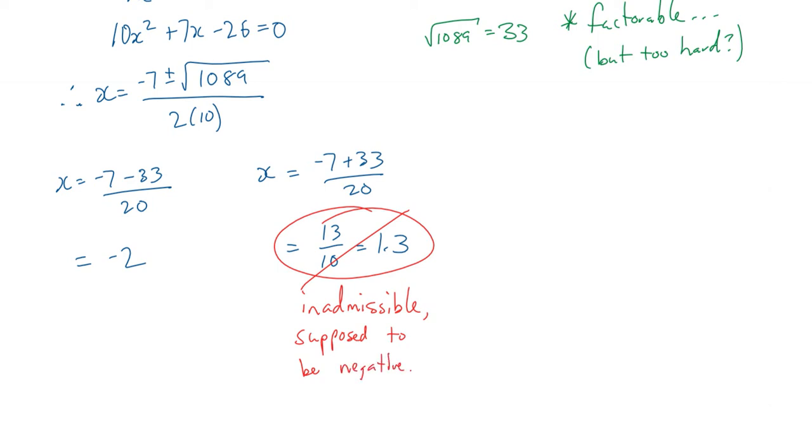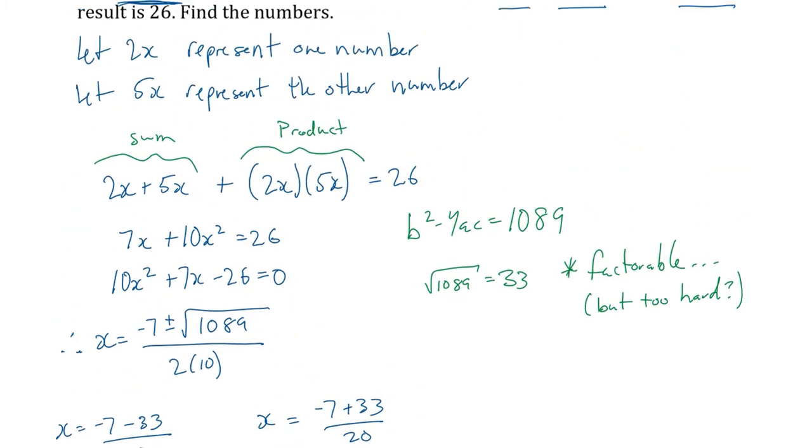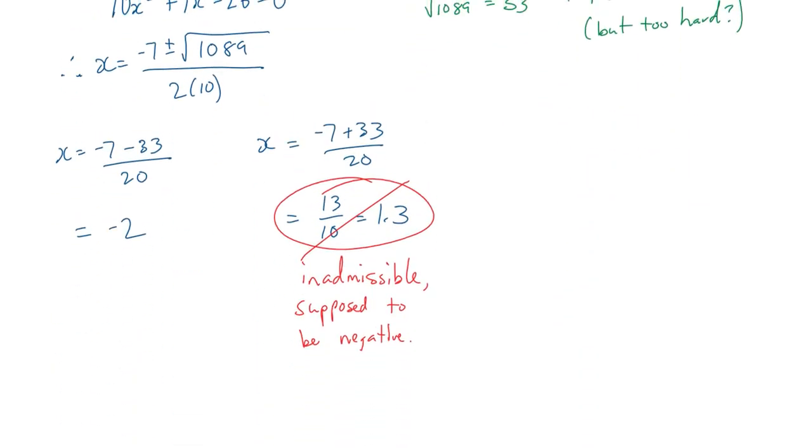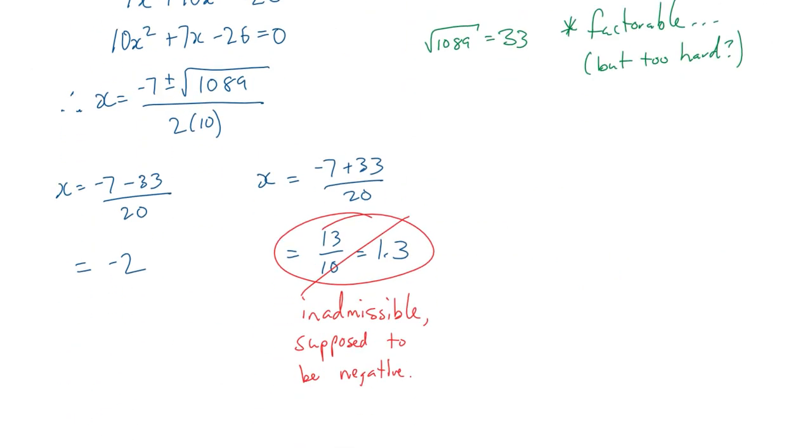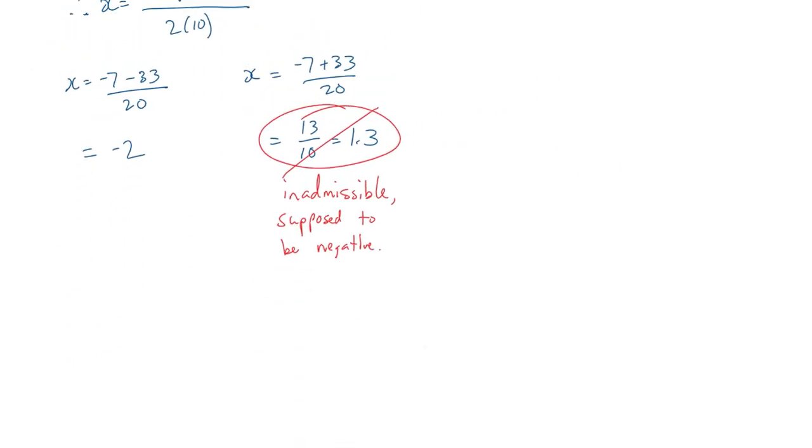Okay, so this is a great lesson because it's not always the negative answer that you're tossing out. Sometimes it's going to be the positive answer that you toss out. You've got to think about the actual question. Now, this is not my answer. This is x. I'm supposed to find the numbers. Remember, the numbers are 2x and 5x. So now that I have x, what I want to do is find 2x and 5x.